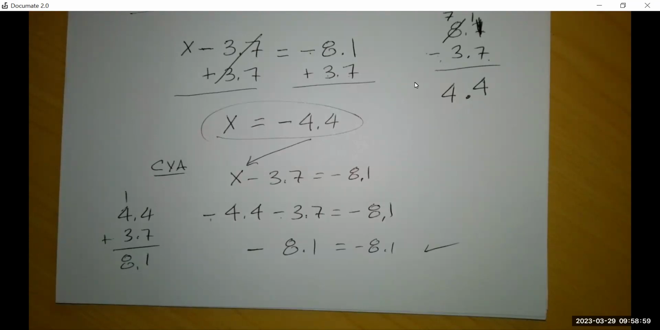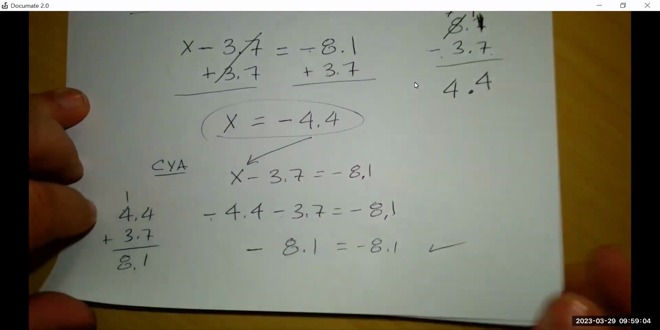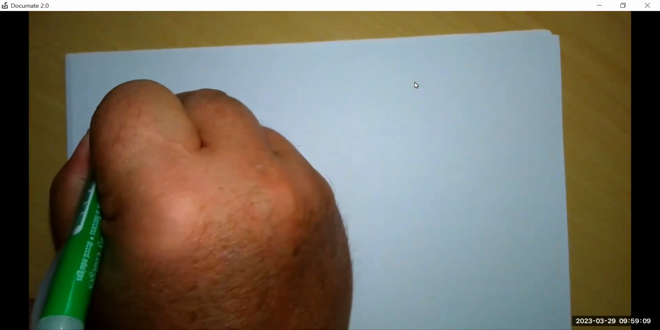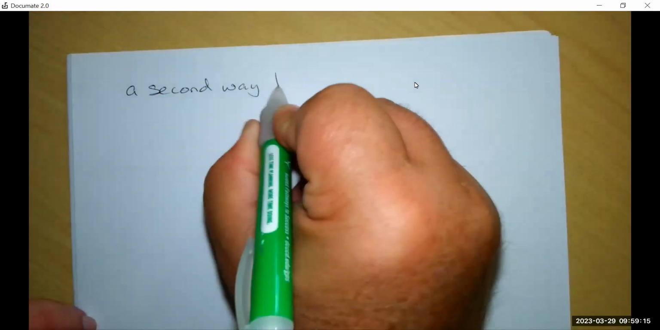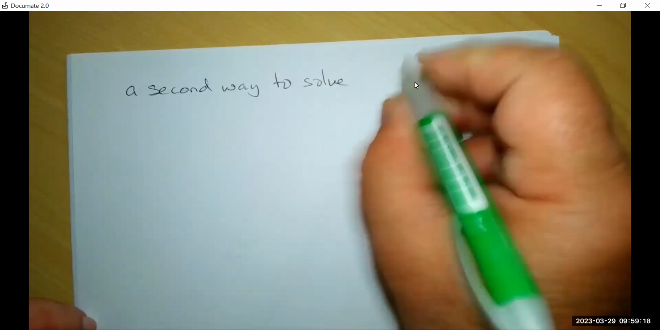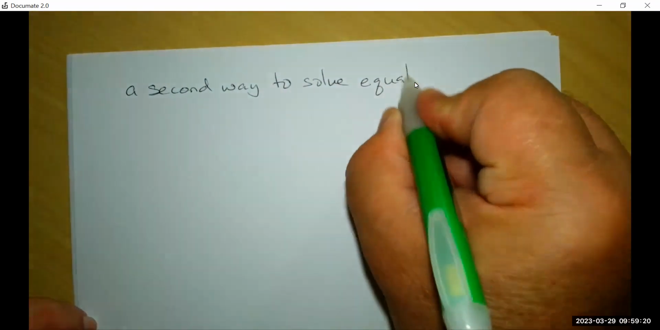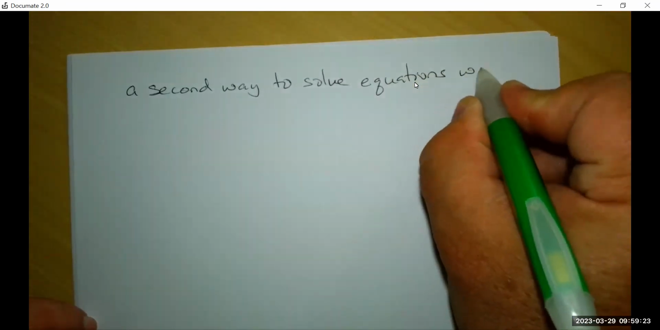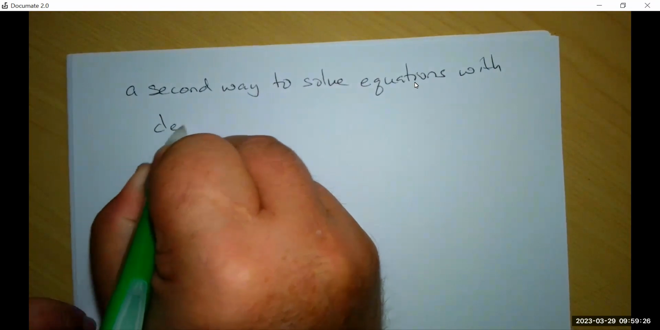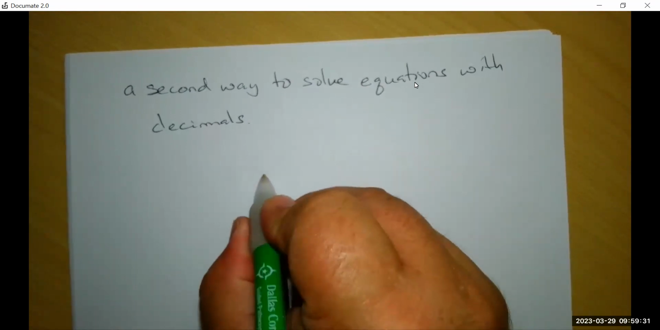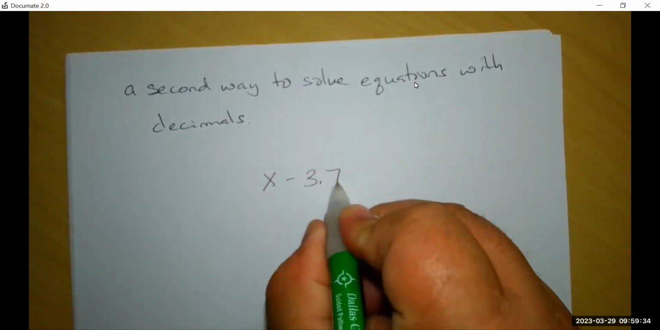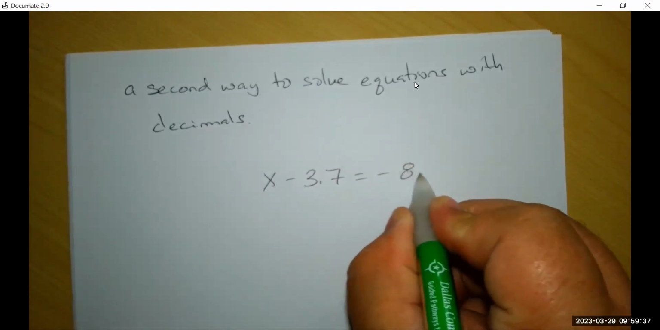There's another way you could do this. I'll show you another way. The second way to solve equations with decimals. X minus 3.7 equals negative 8.1.